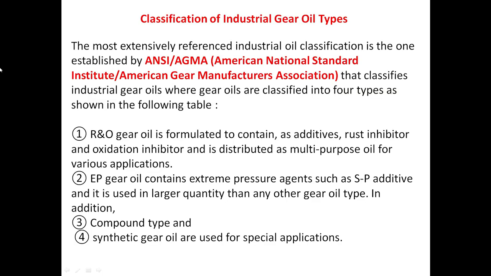The classification of industrial gear oil types. The most extensively referenced industrial oil classification is the one established by ANSI and AGMA, the American National Standards Institute and the American Gear Manufacturers Association, that classifies industrial gear oils. The gear oils are classified into four types as shown below: R&O, EP, compound type, and synthetic gear oil.